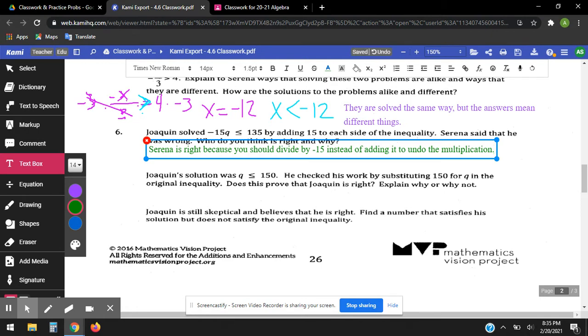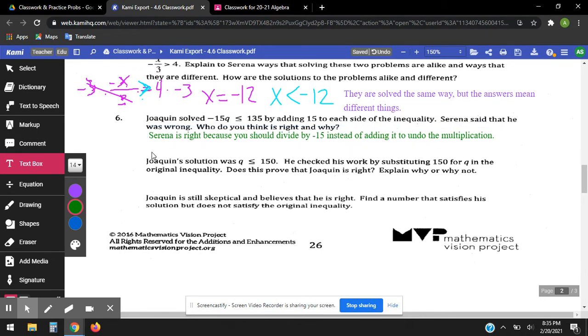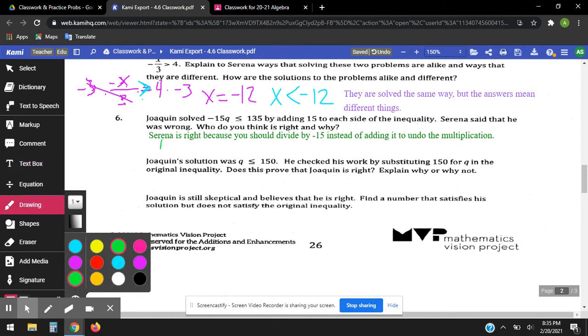So the answer should have been 135. Put that in here. So it'd be 135 divided by negative 15. So q, you have to switch the sign, greater than or equal to negative 9. That's what it should be.